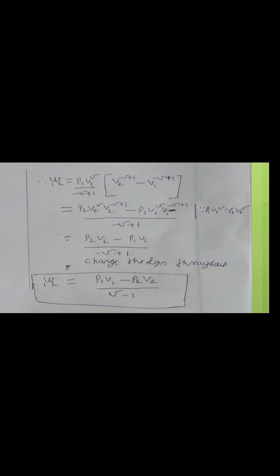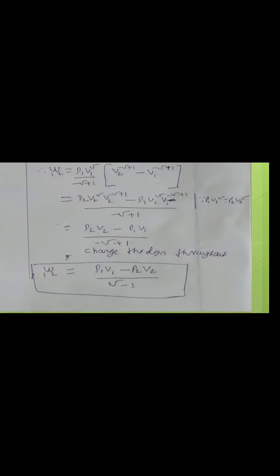Therefore, work done in 1 to 2 equal to what? You know that a raised to m into a raised to n is what? A raised to m plus n. Therefore, V2 raised to gamma into V2 raised to minus gamma plus 1 is what? Plus gamma minus gamma cancel, V2 raised to 1 means V2. Therefore, expression becomes P2 V2, okay, minus, here also same, a raised to m into a raised to n, V1 raised to gamma into V1 raised to minus gamma plus 1, plus gamma minus gamma will cancel, minus of P1 V1, divide by minus gamma plus 1. Okay, this is equal to P2 V2 minus P1 V1 by minus gamma plus 1.